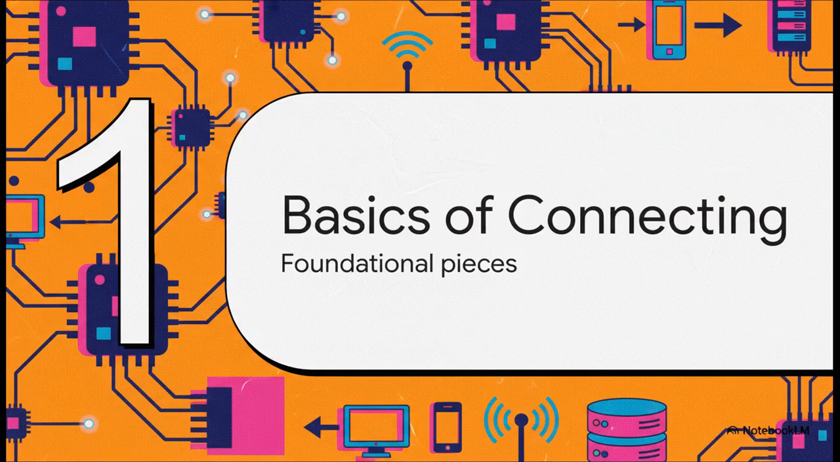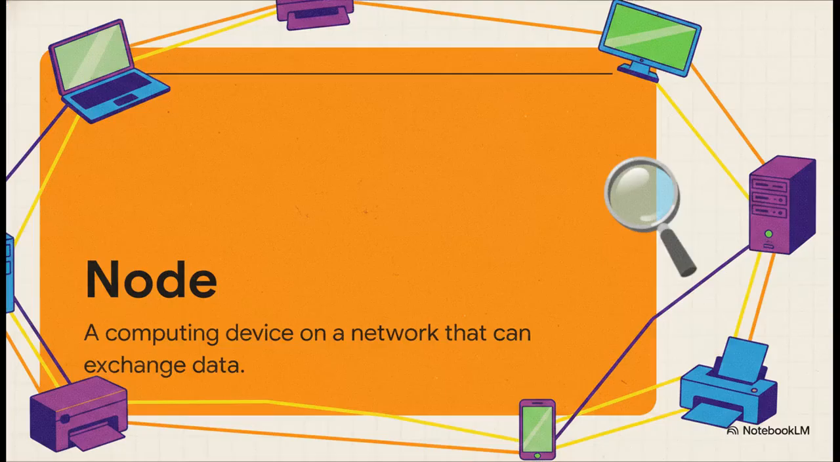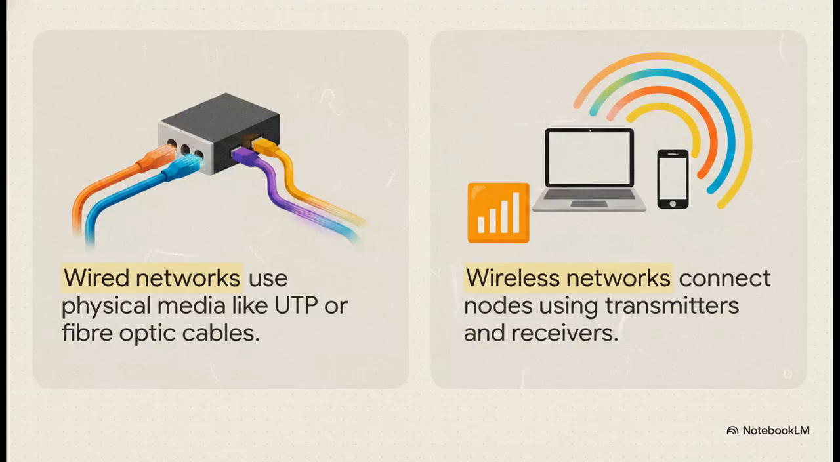All right, Section 1, the basics of connecting. Let's look at the foundational pieces. At the most foundational level, basically every single computing device on a network, from your super high-powered workstation down to that shared office printer down the hall, is called a node. Literally, if it can exchange data, it's a node. Simple as that. Now, to actually get those nodes talking to each other, you need some kind of medium, right? You're either tethered via a wired network using physical UTP or super fast fiber optic cables, or you're cutting the cord entirely. That means using wireless transmitters and receivers to push signals over Wi-Fi.